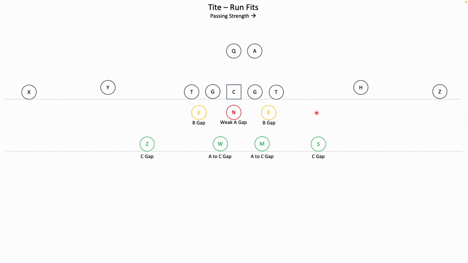Okay, let's talk about the mics. The mics have A gap to C gap. So the mics, you always have the A gap to the C gap. In the 3-4 tight, the Mike and the Will, you have A gap to C gap.